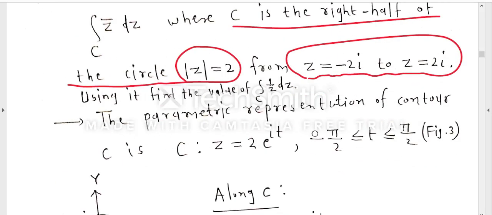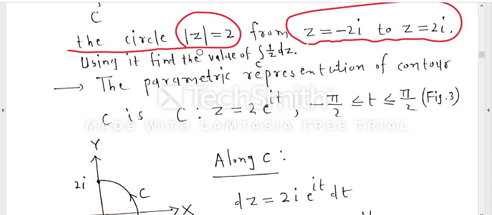So what is parametric representation? Circle is mod z equal to 2. As we discussed in the first lecture, we can have this type of parametric representation, z equal to 2 e raised to it. That means z equal to 2 cos t plus i into 2 sin t. We are using parametric equations of a circle.